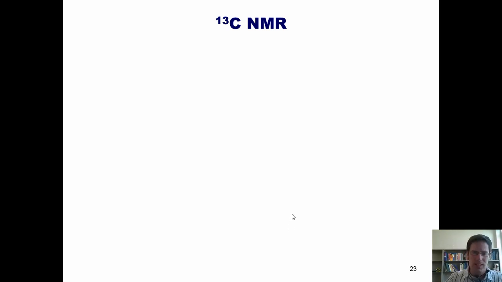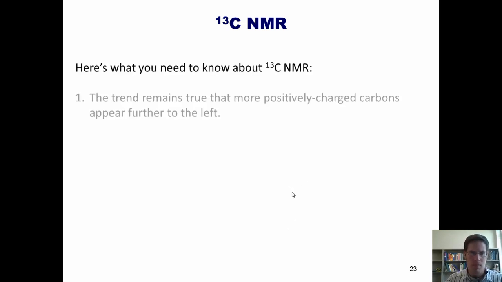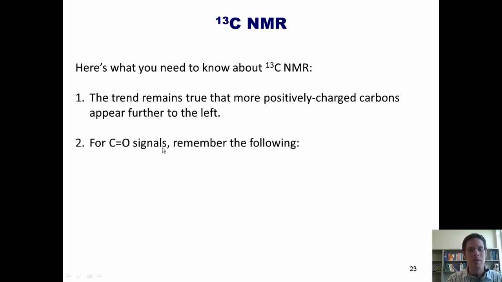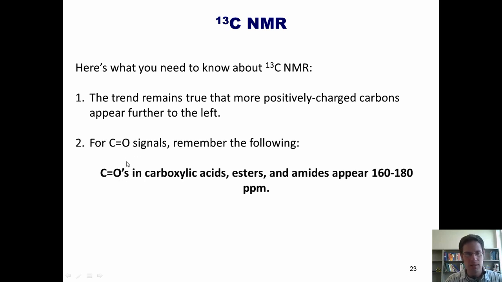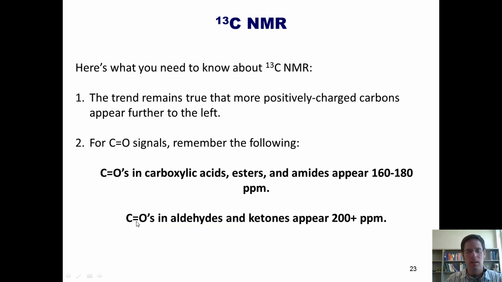So here's what you actually need to know about carbon NMR. 1. The trend remains true that more positively charged carbon atoms appear further to the left. 2. For carbonyl signals, I want you to remember the following. Carbonyl carbons in carboxylic acids, esters, and amides appear usually between 160 and 180 ppm. Carbonyl carbons in aldehydes and ketones appear usually about 200 or above. Now sometimes there's some slight wiggle room there, but that's generally speaking a pretty good trend to follow.